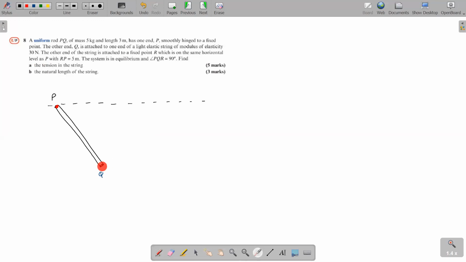They are saying that they are attaching one end of the light elastic string to end Q, and the other end of the string is somewhere at a point called R, such that P and R are on the same horizontal level. And they say PQR should make 90 degrees, so draw this string in such a way that you create a 90-degree angle here. Can you see that I have created a 90-degree? So over here it's a perpendicular and this is the point R.